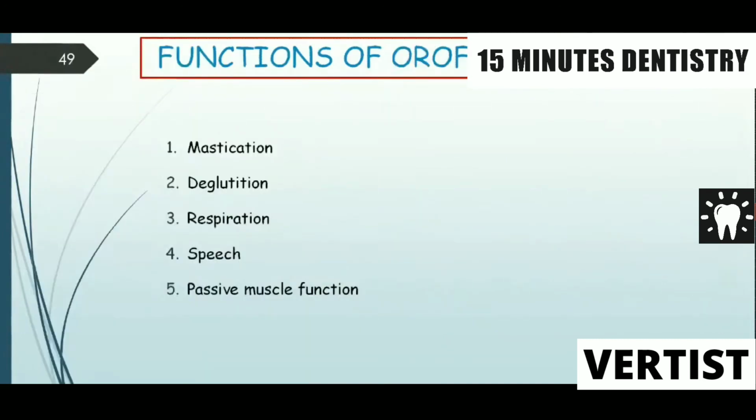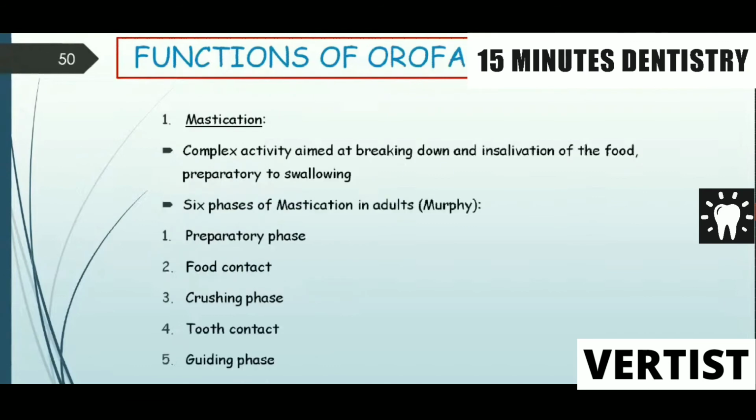We move on to the next chapter of growth and development, that is functions of orofacial region. It has got 5 basic functions: mastication, deglutition, respiration, speech, and passive muscle function. Functions of orofacial region: mastication, a complex activity aimed at breaking down and insalivation of the food prepared for swallowing. Mastication, according to Murphy, has 6 phases: the preparatory phase, the food contact phase, the crushing phase, the tooth contact phase, the guiding phase, and the centric occlusion phase.